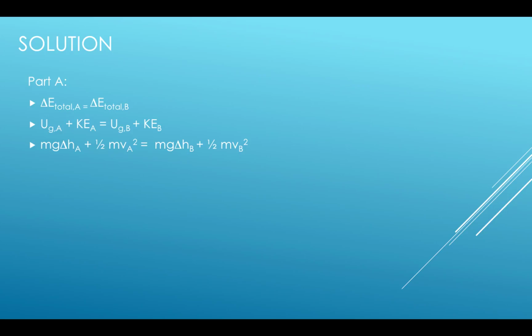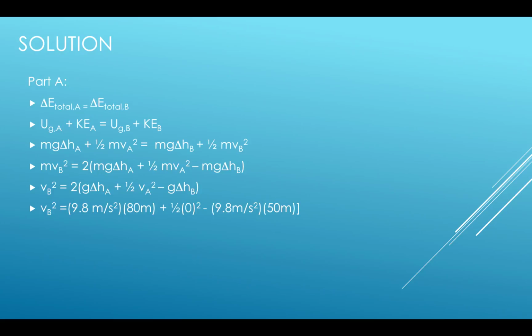Before inserting any known values, we will isolate the variable that is being sought, which is the speed as it goes over the top of the loop. Once the speed is isolated, we can go ahead and insert our known values. In this case, mass is negligible and does not have to be accounted for since all the masses will cancel out. Inserting all the known values, we find our speed at the top of the loop to be 24 meters per second.